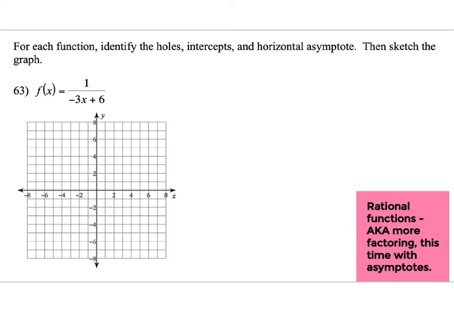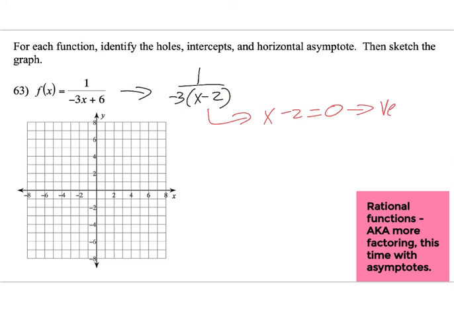So when I look at this, the first thing I'm going to do is some factoring, and I'm going to rewrite this as 1 over, and I'm going to take a negative 3 out and get x minus 2. The reason I'm going to do that is that then I know that if x minus 2 is equal to 0, we have a divide by 0 situation. This is going to cause a vertical asymptote because it doesn't cancel out.